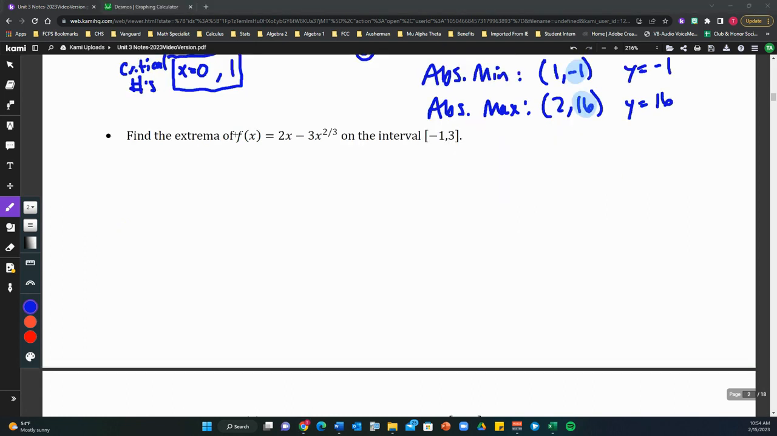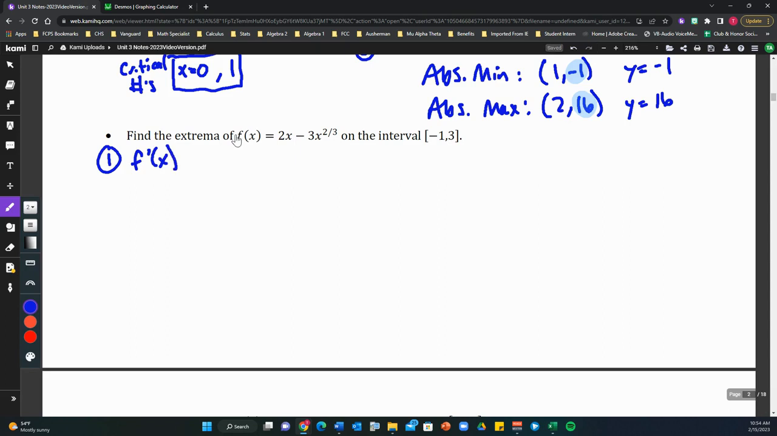All right, let's take a look at another example. So same process, different function though, and this one we're going to take a look at on the interval from -1 to 3. So again, step 1, we need to identify our critical numbers. So to find critical numbers, we need to know the equation for f prime.